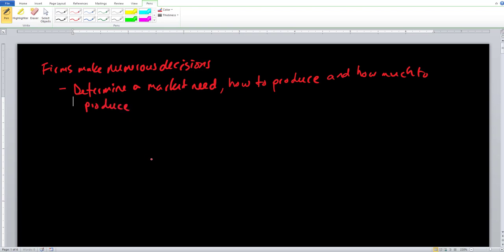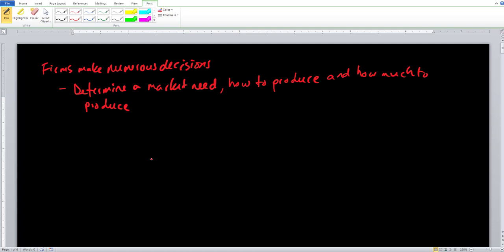So do we want to flood the market with this particular item, or do we just want to hoard it a little bit to sort of create some type of scarcity and raise the prices? So there's a lot of different decisions and questions the firm has to ask itself when it wants to go ahead and provide a good or service out into the economy.